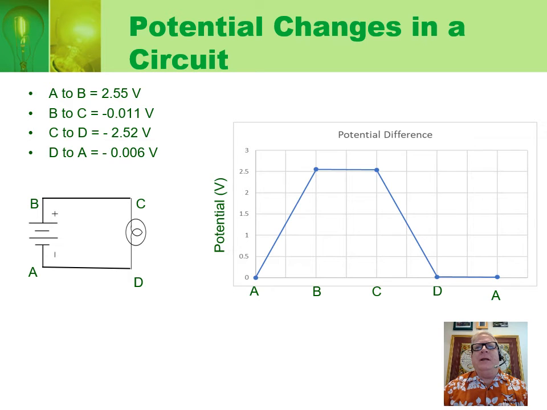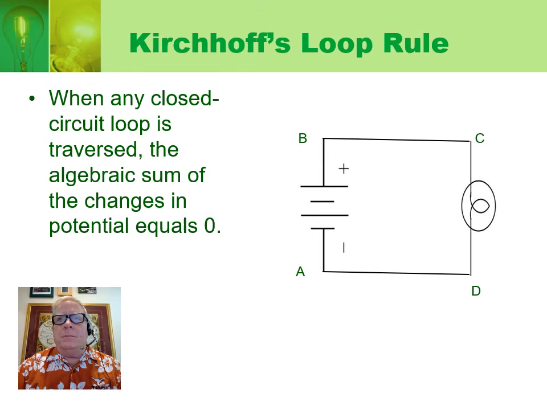If you look at all those potential differences going from A back to A, it looks like I have pretty much ended up back where I started. In other words, if I end up back at the same point, I have a zero total potential difference. And that's actually a general rule. If you start at any point in a circuit and end back at that same point, the sum of all the changes in potential should equal zero.